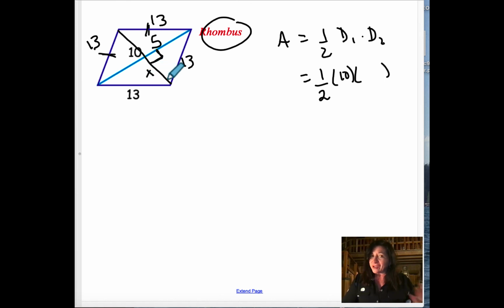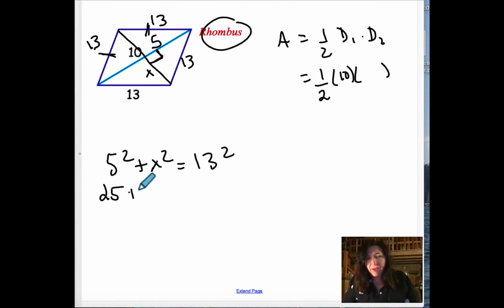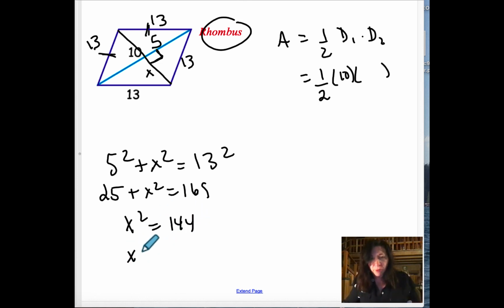What's this side here? It's a 12 because remember the triplets, 5, 12, 13. Okay, but let's just say you forgot. You would go 5 squared plus x squared is equal to 13 squared. So 25 plus x squared equals 169. Subtract 169 minus 25, I get x squared equals 144. And the square root of 144 is 12, just like I said. So this right here is 12.